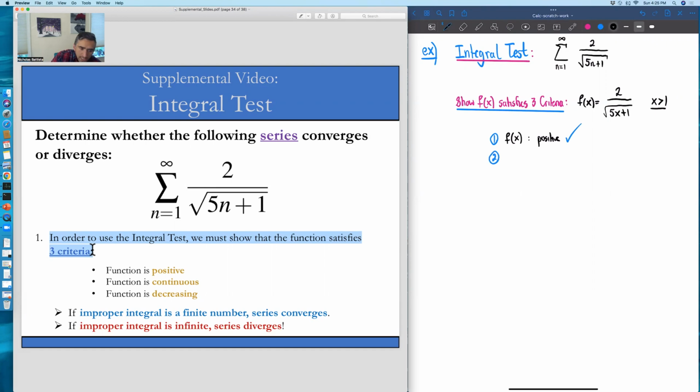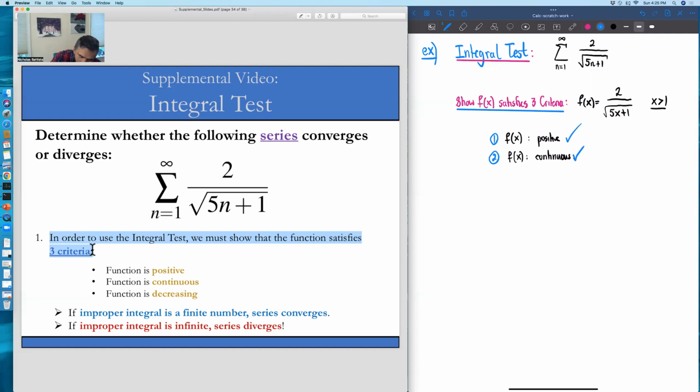The second thing that we need to show is that it's continuous. And for continuity, what we're really asking ourselves is, well, if we put any x value from 1 to infinity inside of this function, are we going to get a divide by 0 anywhere? And in this case, the only way we would get a divide by 0 is if x is, well, something negative in this case. So in this case, it's continuous. We don't have any divide by zeros.